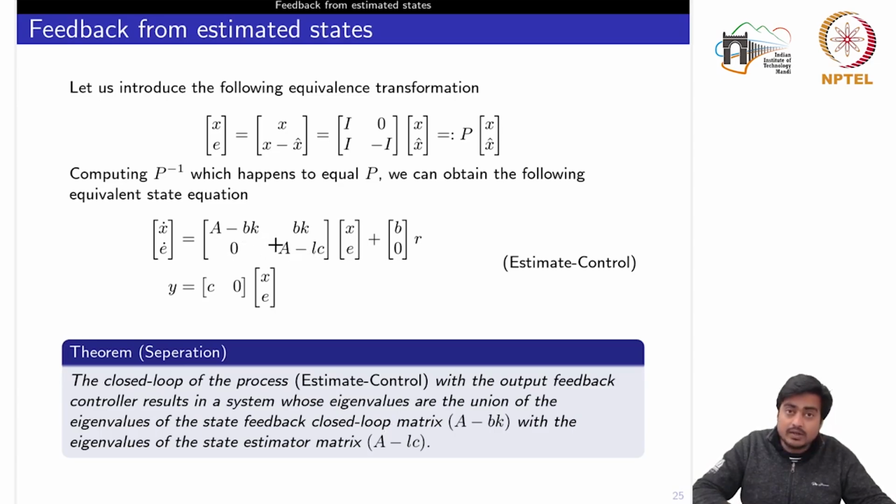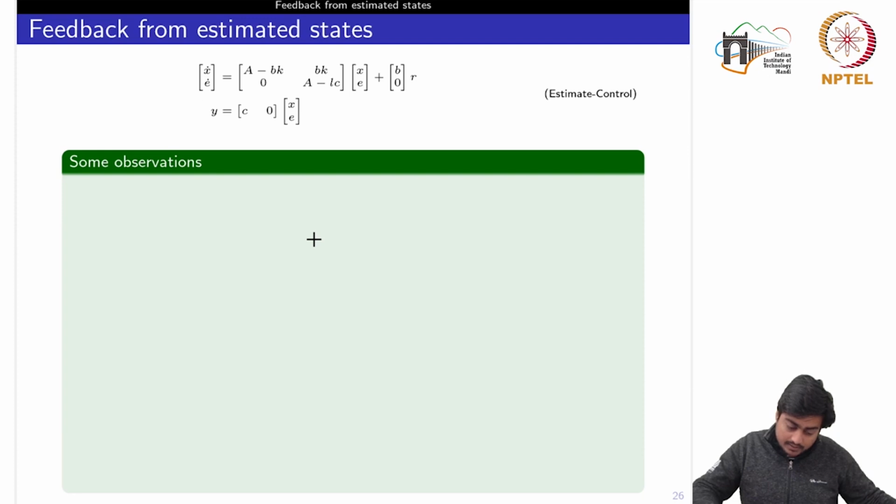So now this is an upper triangular matrix, and if we compute the eigenvalues of this matrix, you would see that the eigenvalues of this state matrix would be the union of the eigenvalues of this matrix and the eigenvalues of this matrix. So that's why we say that this is a separation property, and it also speaks about that both the controller and the estimator can be designed separately. No one has any effect on the other. Okay, let's see a couple more observations.